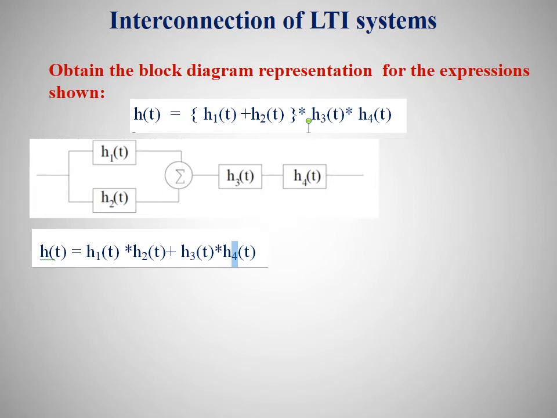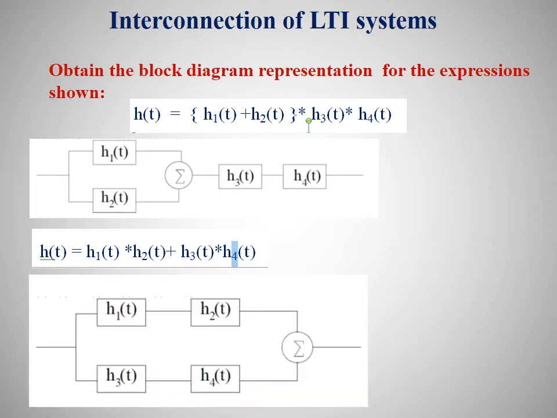Next problem is we need to obtain the block diagram representation for the expression given by h1 of t convolution h2 of t plus h3 of t convolution h4 of t. What would be the solution? These two would be connected in cascade. This is in parallel. Similarly, these two would be connected in cascade.